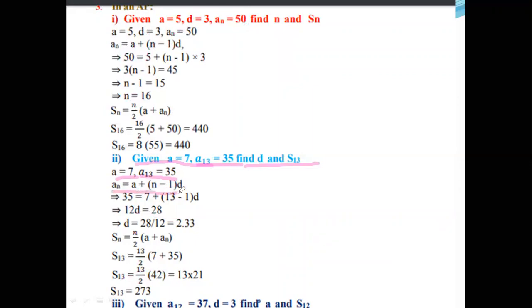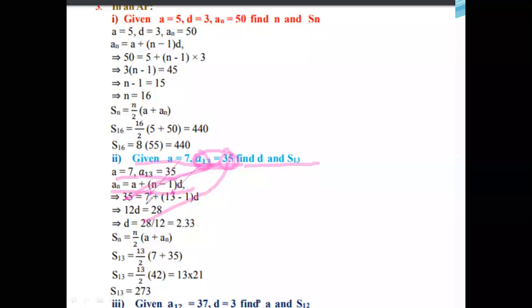So what we will do, an is equal to a plus n minus 1 into d is the formula. In the next step, an means, they have given only 13 terms. So a13 is equal to 35. The 13th term is 35. n is 13. So we will write a13 is equal to 35 and a is equal to 7. And here in the place of n, we are going to write 13.